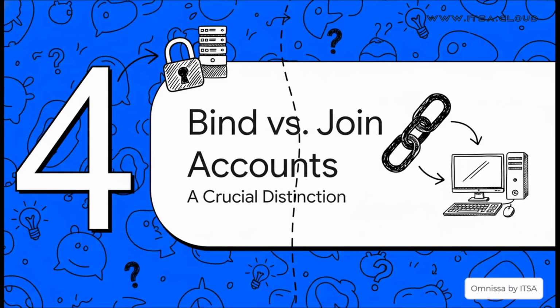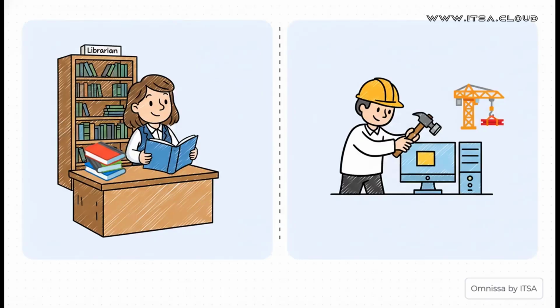Okay, so now that we've covered how to keep the Bind account safe, let's tackle one last thing, a super common point of confusion. You'll often hear about another account called the Domain Join account. They sound almost the same, but confusing them can lead to major headaches. Their jobs are night and day. And this slide makes the distinction crystal clear with two perfect analogies. Think of the domain bind account as the librarian. Its job is to read the existing books, verifying users who are already in the system.